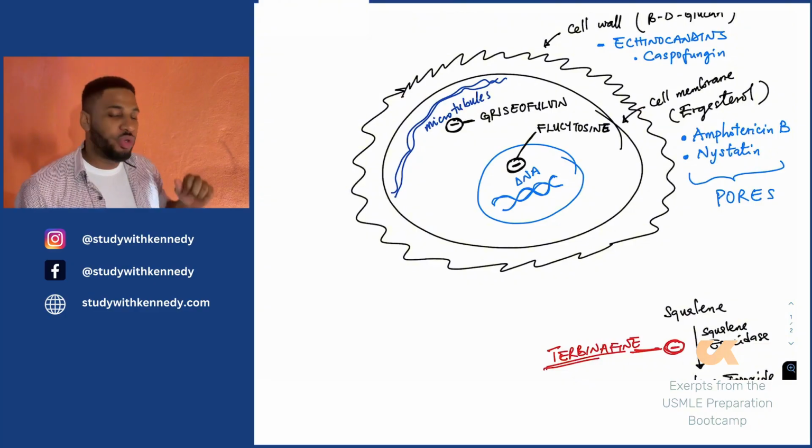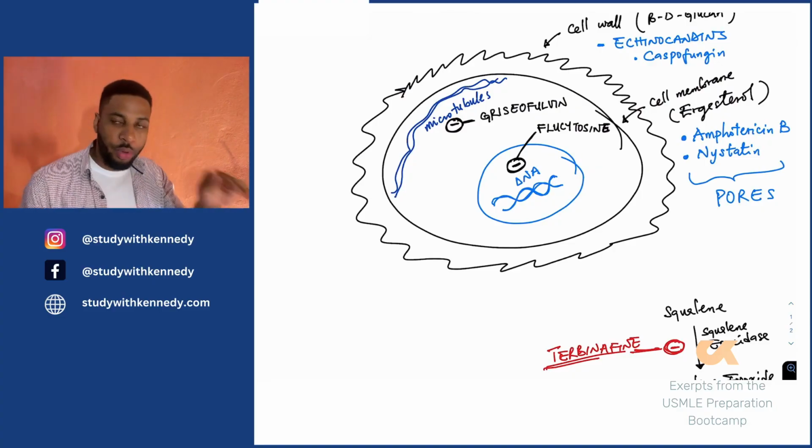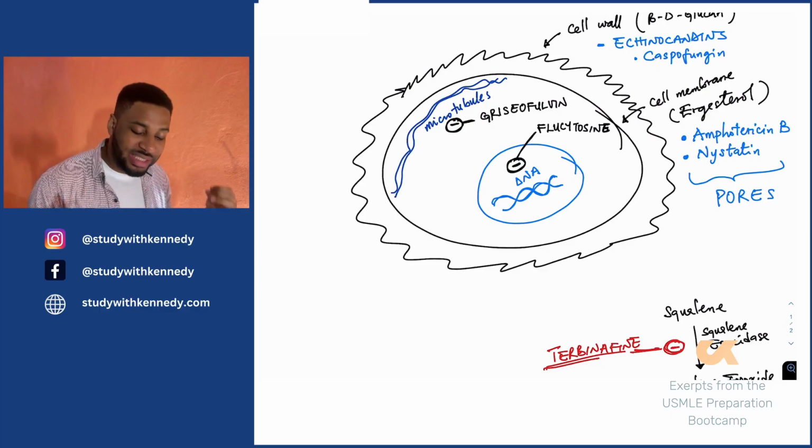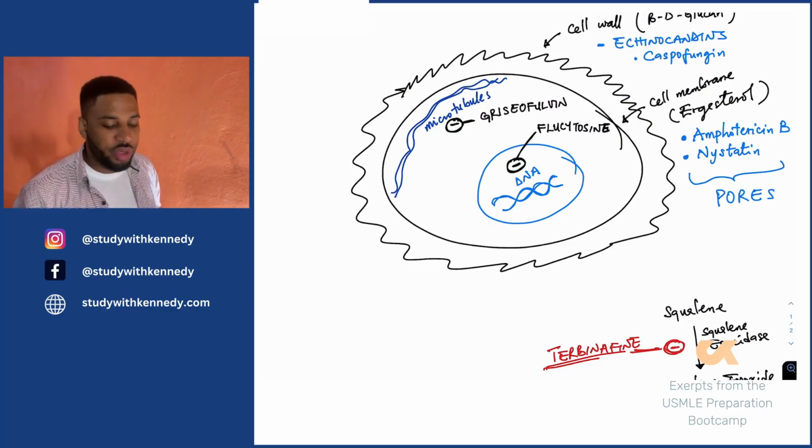It's that simple. You're either destroying the cell wall with echinocandins, Caspofungin, or you're destroying the cell membrane by making pores with Amphotericin B, Nystatin, or you're preventing cell membrane synthesis, ergosterol synthesis, with Azole medications, ketoconazole, itraconazole, miconazole, clotrimazole, or you're inhibiting the DNA with flucytosine or inhibiting the microtubule with Griseofulvin.